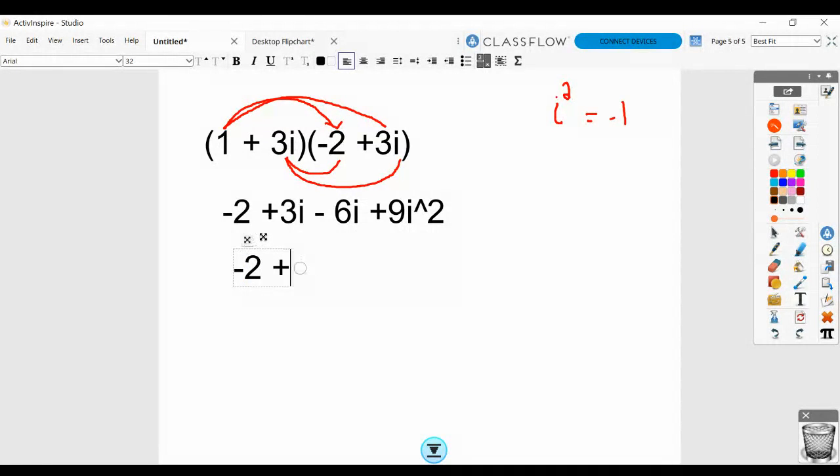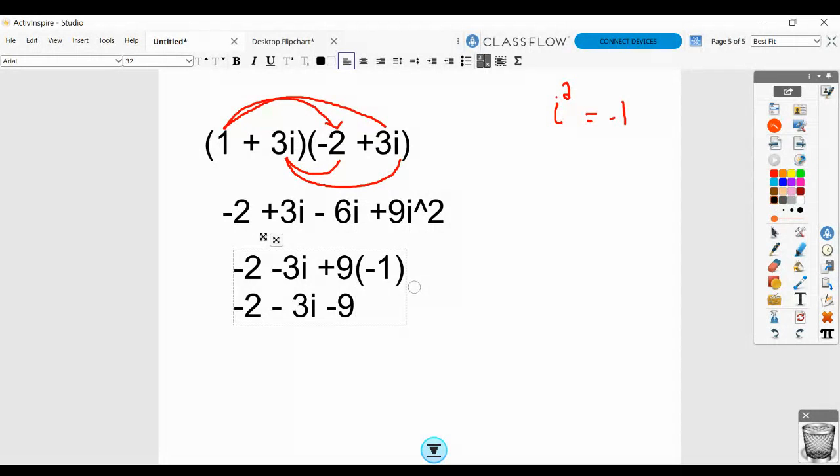Actually, let's just combine the terms over here. 3i minus 6i is -3i. And instead of plus 9i squared, truthfully, you're doing plus 9 times -1. But you can see that's really just -2 minus 3i. 9 times -1 is really -9.